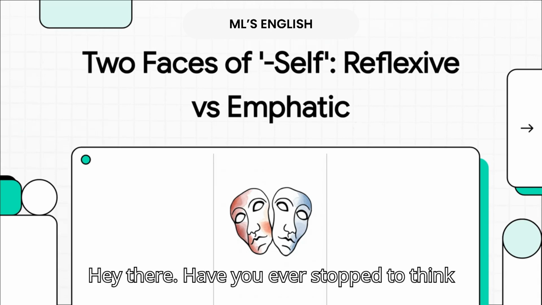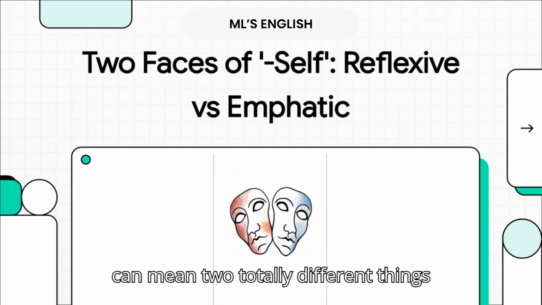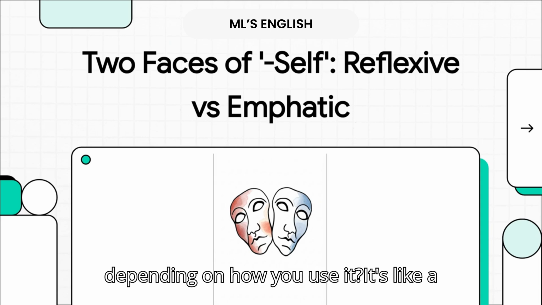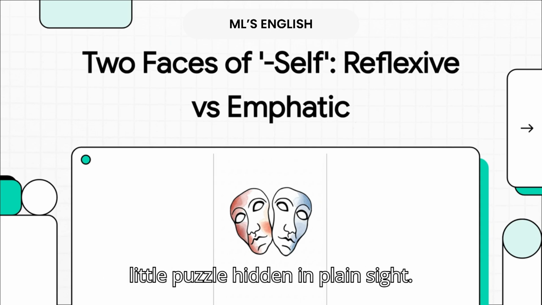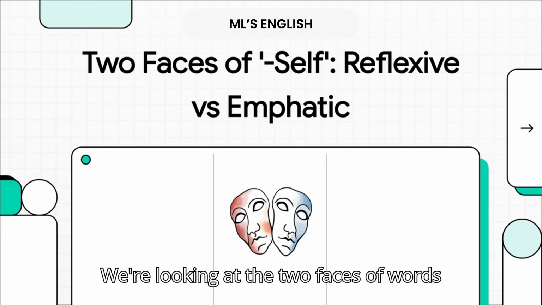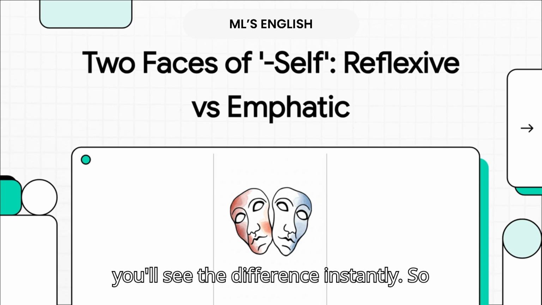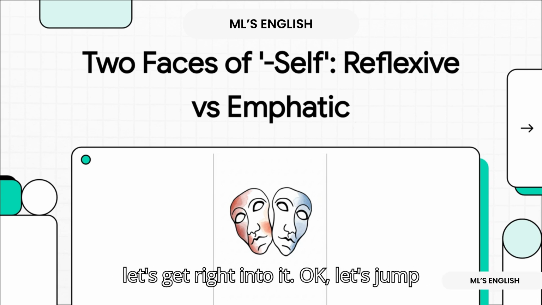Hey there! Have you ever stopped to think about a word like himself and realized it can mean two totally different things depending on how you use it? It's like a little puzzle hidden in plain sight. Well, today we're going to solve it. We're looking at the two faces of words that end in self. By the end of this, you'll see the difference instantly. So let's get right into it.